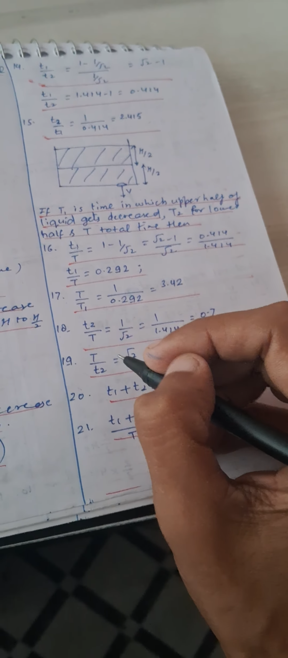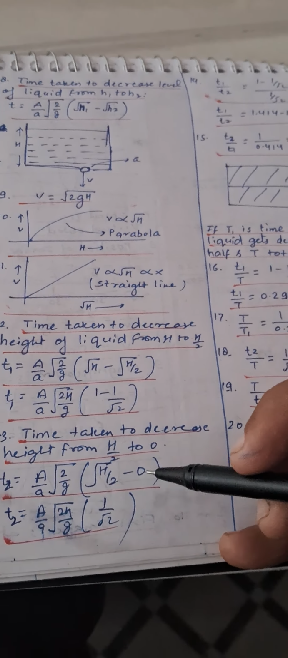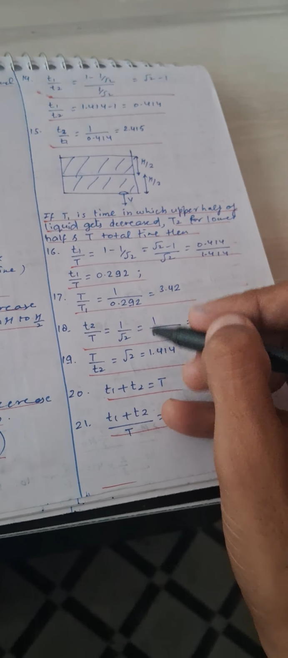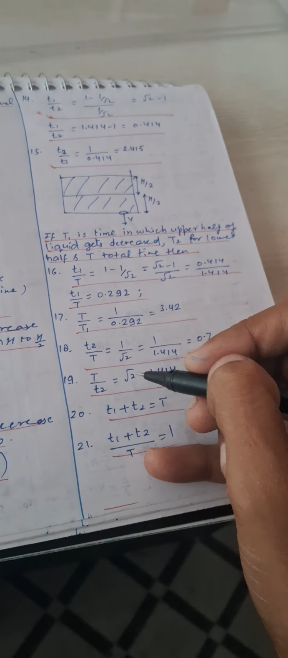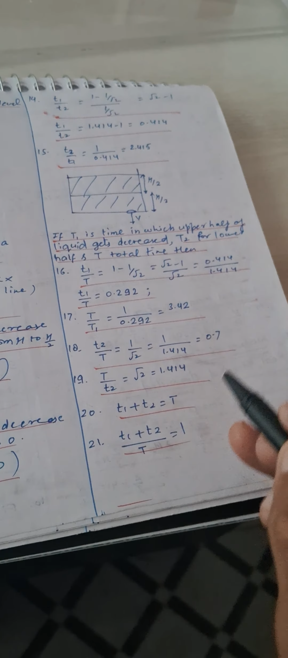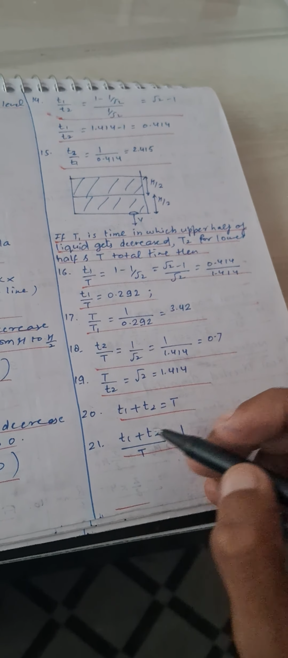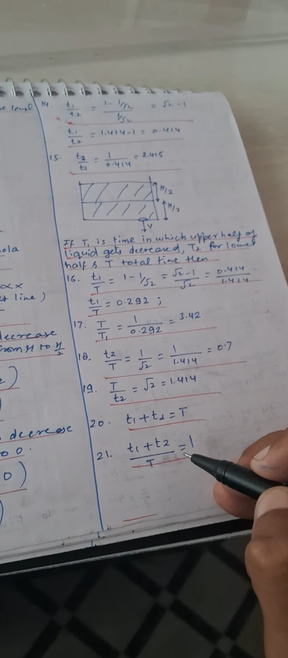If you find t2 by t, it is 1 by root 2. You can see over here that this is capital T. So t2 by t will be 1 by root 2, which is about 0.7. And t by t2 is root 2, which is 1.414. If we add t1 plus t2, it is equal to capital T. And if we find t1 plus t2 by capital T, it is equal to 1.